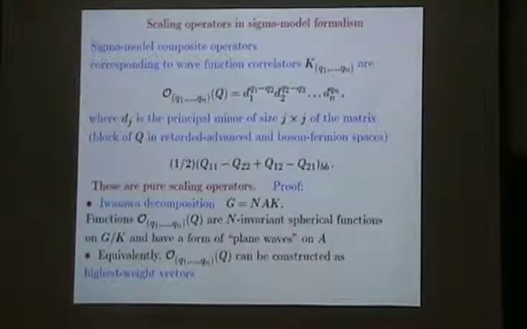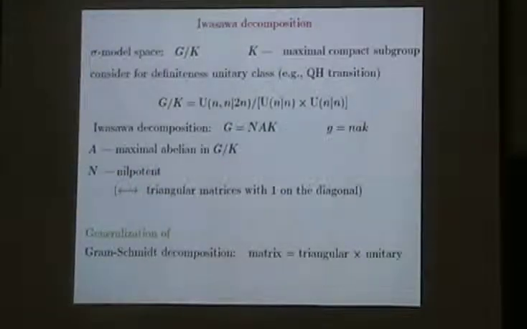Highest weight vectors are those that have a projection of the angular momentum M equal to J. Let me just quickly say what the Iwasawa decomposition is. Generally you have a sigma model space G over K, where K is a maximal compact subgroup. I showed examples of these symmetric spaces, and the simplest one is shown here for the unitary class, for example for the quantum Hall transition.